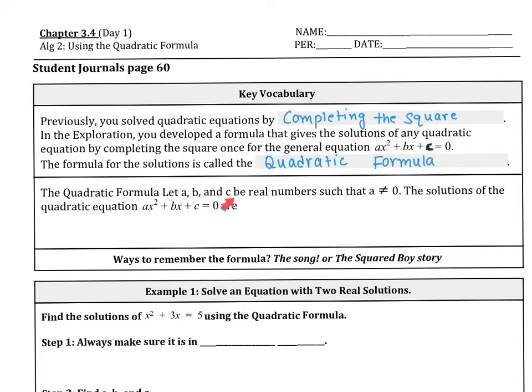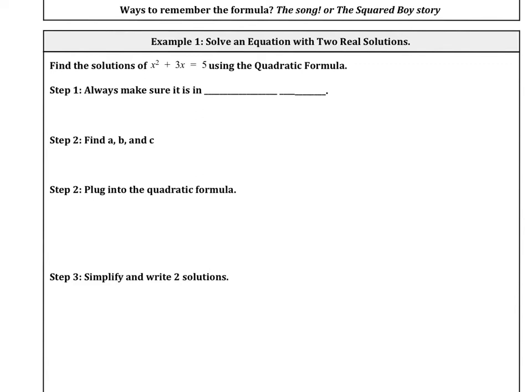Let a, b, and c be real numbers such that a is not equal to 0. The solutions of the quadratic equation ax squared plus bx plus c equals 0 are x equals minus b plus or minus the square root of b squared minus 4ac, divided by 2a. There were a few ways we used to remember or memorize this formula. We do it by song or the squared boy story, which we're going to discuss in class.